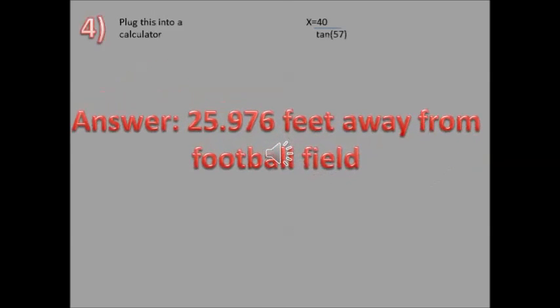Step 4. Plug this into a calculator. x equals 40 over tan 57. The answer should be 25.976 feet away from the football field.